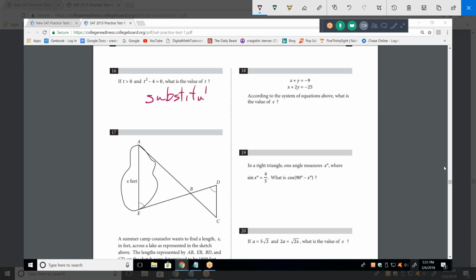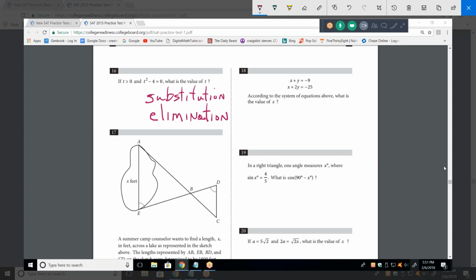Substitution and, oh my god, what's the other one? Starts with an E, X, and an L, and an I. Elimination. Those are the 2 methods. There's a bunch of them, but these are the only 2 you really need to know for the ACT or the SAT test.